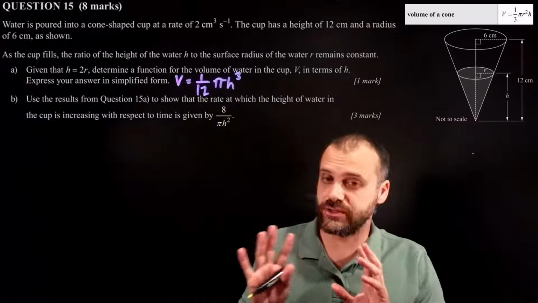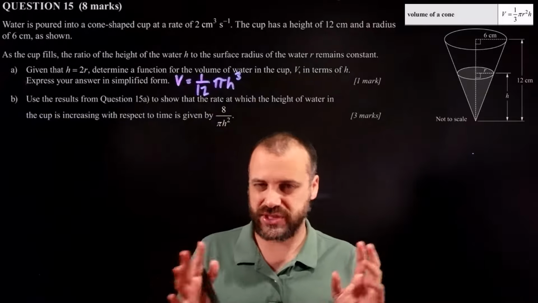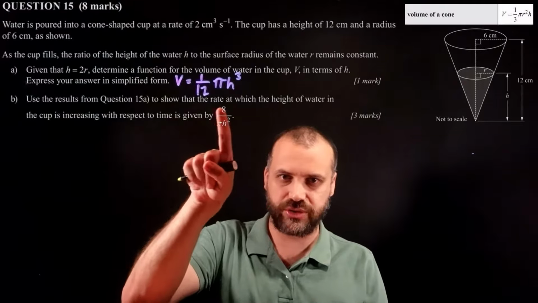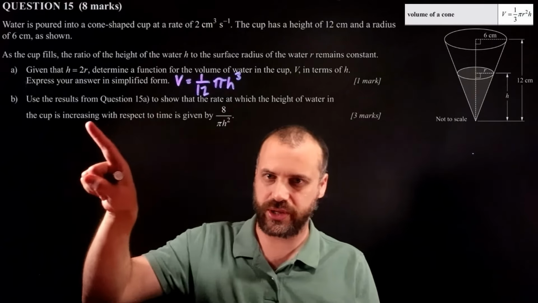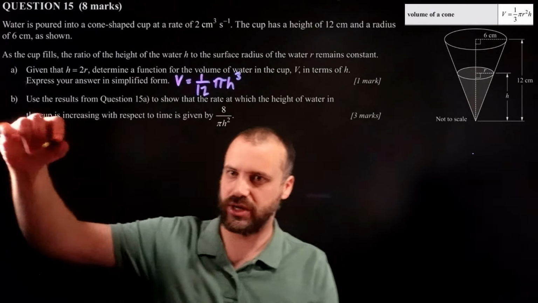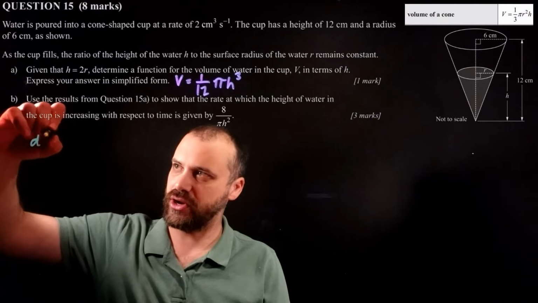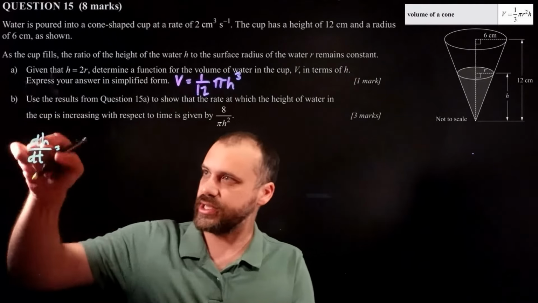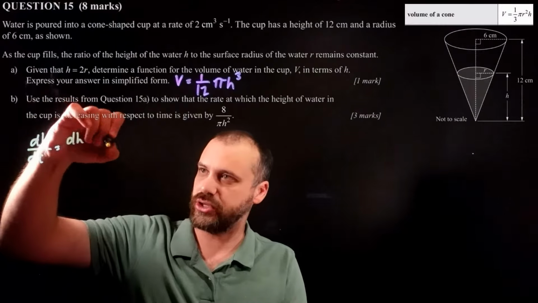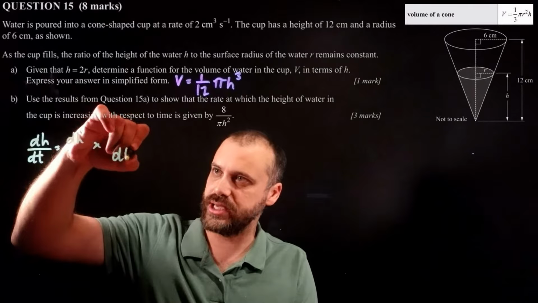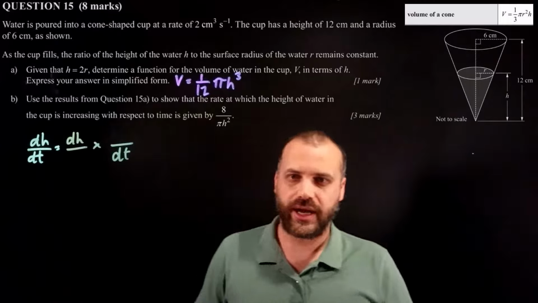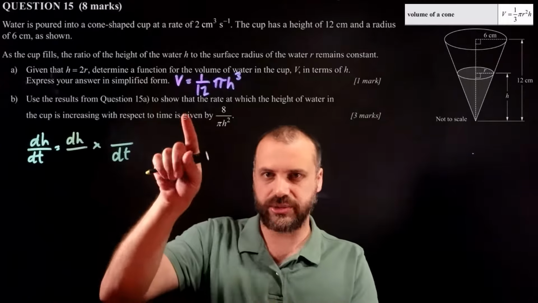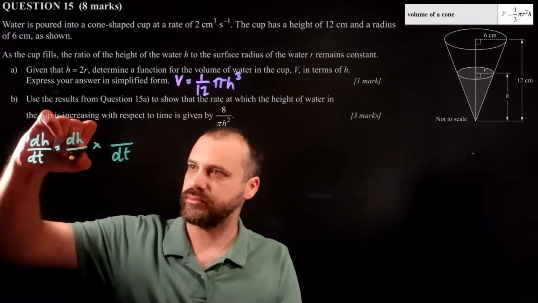All right, so this is a related rates question, definitely. You should have seen one like this before. So what I'm thinking is, show that the rate at which the height of water is increasing with respect to time. Okay, so the rate of height with respect to time. Now these related rates questions, I like to set it up with a dH on the top multiplied by a dt on the bottom. And then there's some connecting variable between those two. And the connecting variable here is volume.